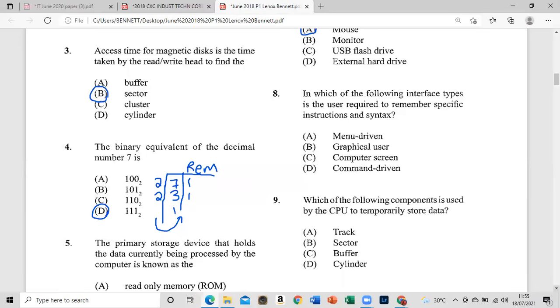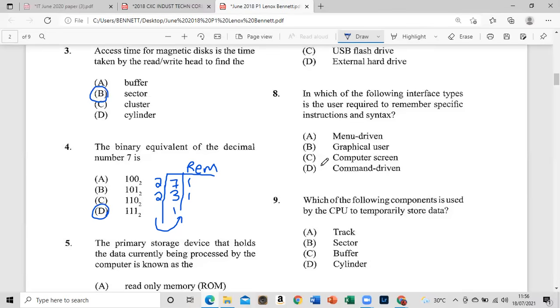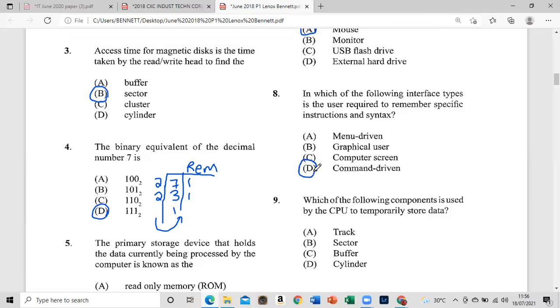Number 8 says, in which of the following interface types is the user required to remember specific instructions and syntax? So that's number 8. Guys, remember when you're writing the answer, type in the number first, like 8, and if you think it's D, so it's 8D. Don't just put D, so somebody can see what's happening. This was on the 2020 paper also, so this is command driven.